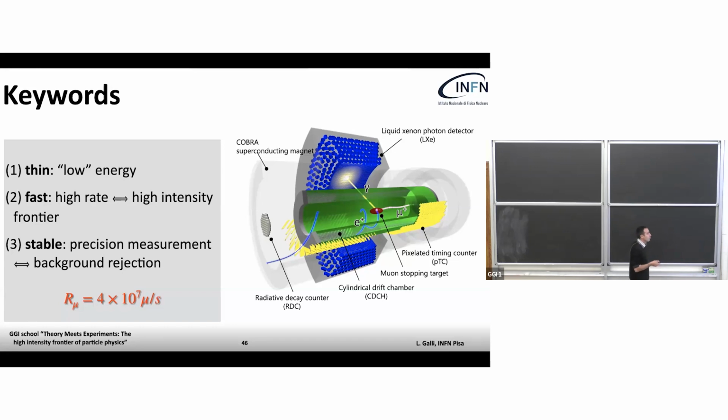And stable, because we take data for 3 years, we want to see a tiny effect at the edge of our phase space, and this phase space has to be measured and stable for all the data taking. Okay, and this is important for background reduction.